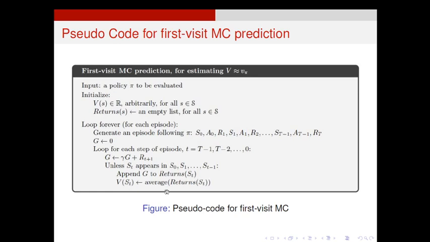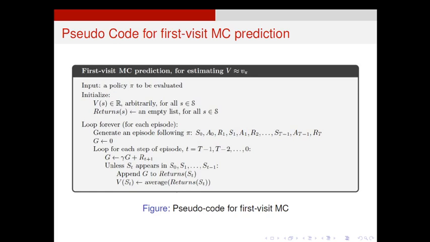Then v of st is equal to the average of the returns of st. Then v of st corresponding to that st is the average of this return. I do this over all episodes. So if I do it in 1000 episodes, I get 1000 values corresponding to each state. Then I take the average of these individual returns of states.